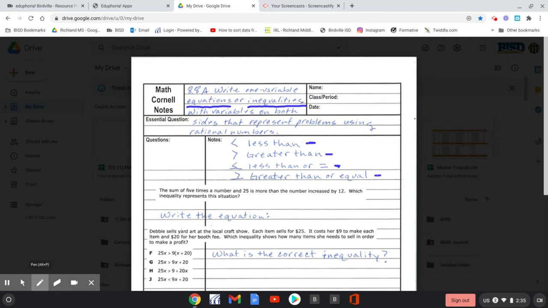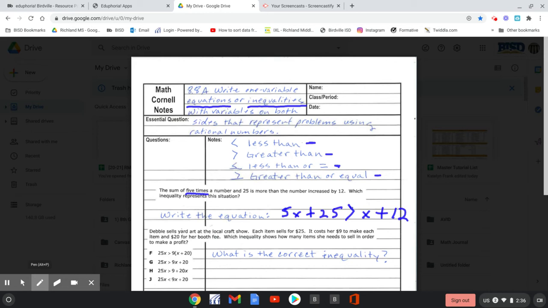So they're telling us the sum of 5 times. As I read this, I'm just going to write the numbers down. They're telling us 5 times a number and 25. So that would mean plus 25 is more than, so that's greater than, that number, which is x, increased by 12. Okay, so that's how you would write that. They're probably not going to have you write it like that. They're going to have you choose from something like the one below. So let's see which one this is.